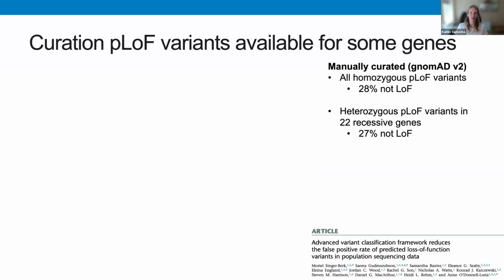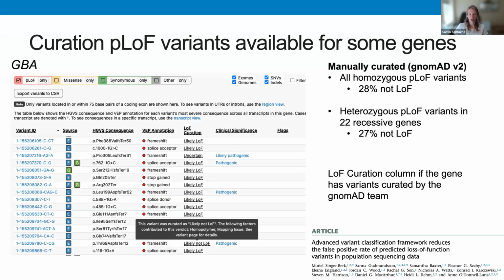Another aspect is that not all variants do what they say on the tin. So for example, loss of function variants, in theory, should all lead to the loss of the function of that protein, but we have done some manual curation, I should say Anna Donnelly's team has been leading this, and can establish that not all of them seem to be acting this way. So the article on the bottom is a framework that they developed to manually curate pLOF variants. And we see when we manually curate homozygous loss of function variants in gnomAD v2, 28% of them don't look like they're loss of functions. And when we look at heterozygous loss of function variants in 22 recessive genes, 27%, so a very similar percent, look like they're not loss of function.